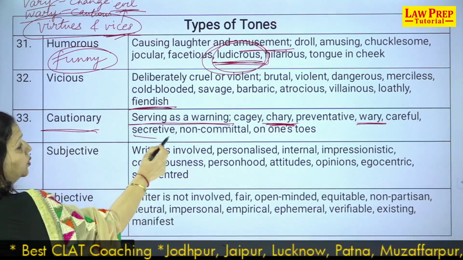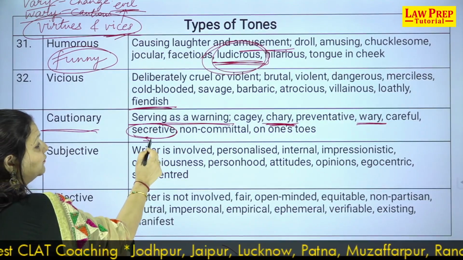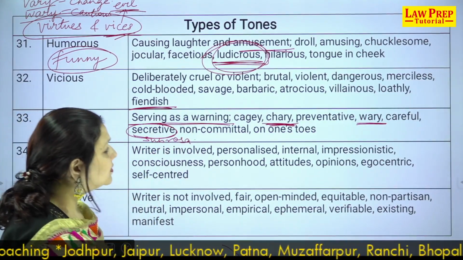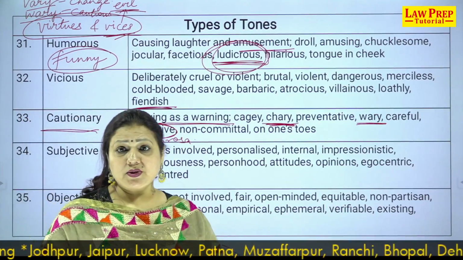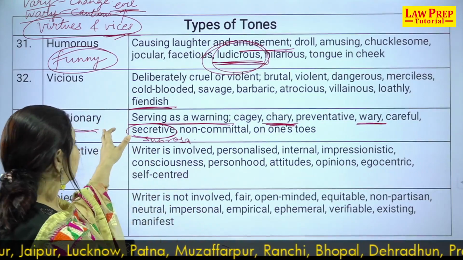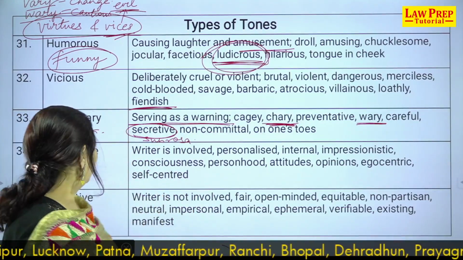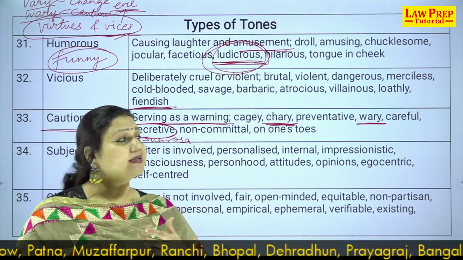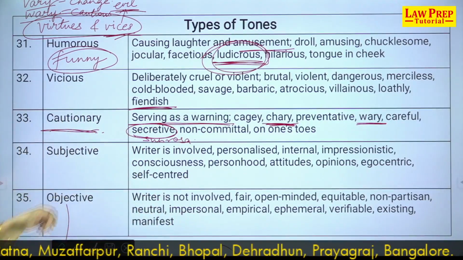Secretive means you're trying to hide. It's a kind of a sub rosa attitude. It is a non-committal thing. You're on your toes and you feel something is hidden or wrong in it. It is a cautionary tone. Or this is a kind of tone where you don't make things explicit to everyone. This kind of a tone would be called cautionary.